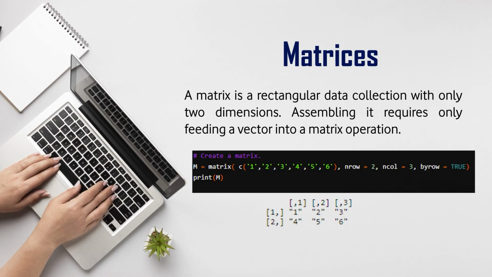Okay. So in this particular example, the by row is set to true. So that is why the values are entered row by row. The first row contains 1, 2, 3, and the second row contains 4, 5, 6. So it is dependent upon the user how the user wants the input to be.